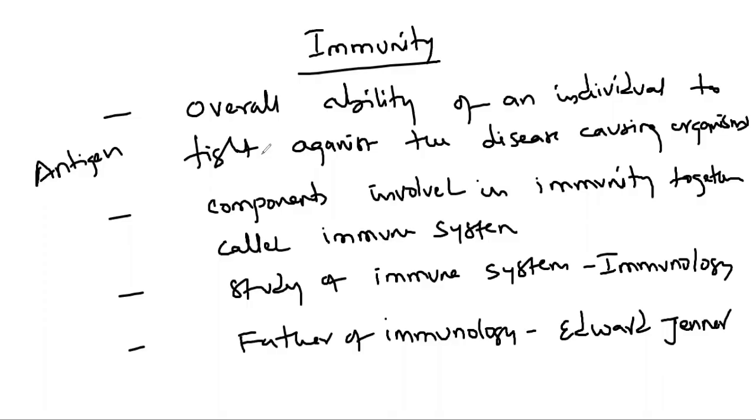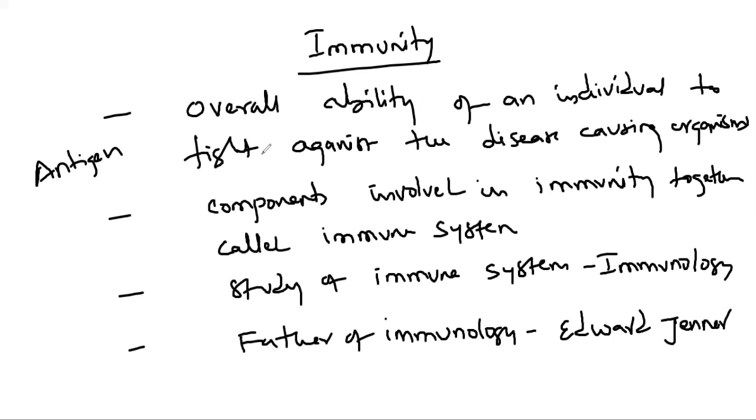First, let us see what is immunity. The overall ability of an individual to fight against the disease-causing germs or organisms is immunity. That means if any pathogen enters the body, there is a system that fights with that particular antigen. This is nothing but the immunity.